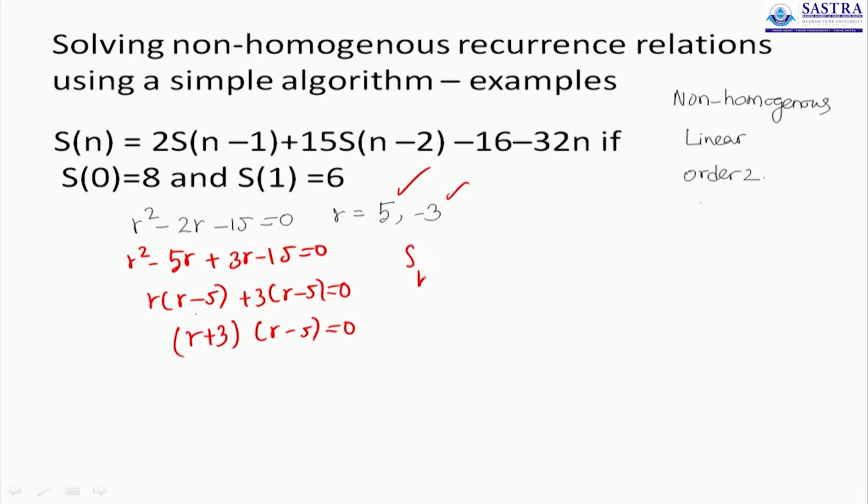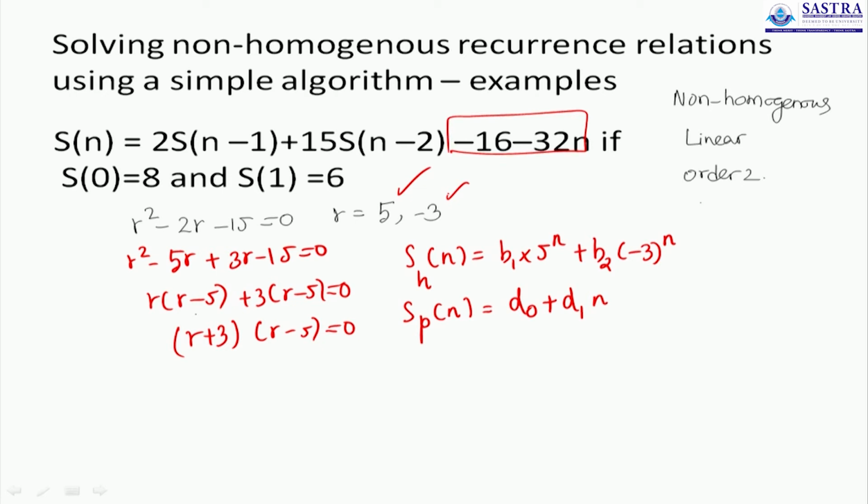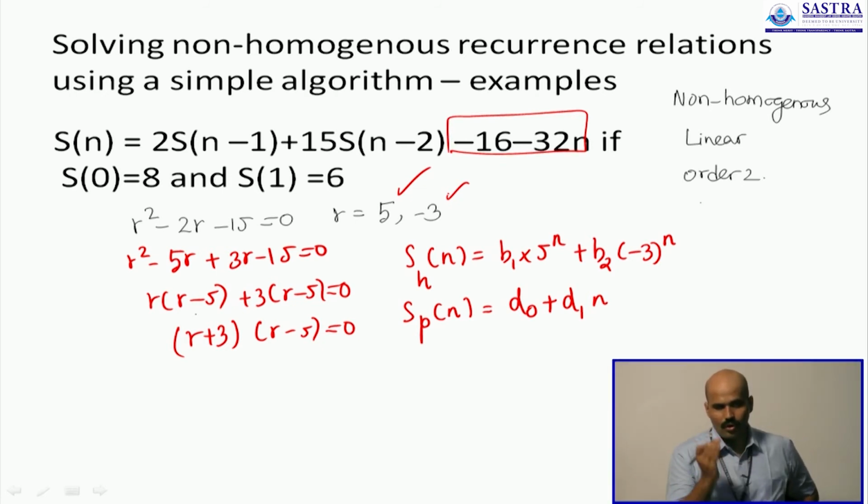So, the solution to the homogeneous part of the answer is b1 times 5 power n plus b2 times minus 3 to the power of n. And the particular part of the solution can be of the form d naught plus d1n. And why is that? The answer on the right is a linear function. It's not a constant function, it's not the zero function, it's a linear function. So, it's going to be of the form d naught plus d1n.